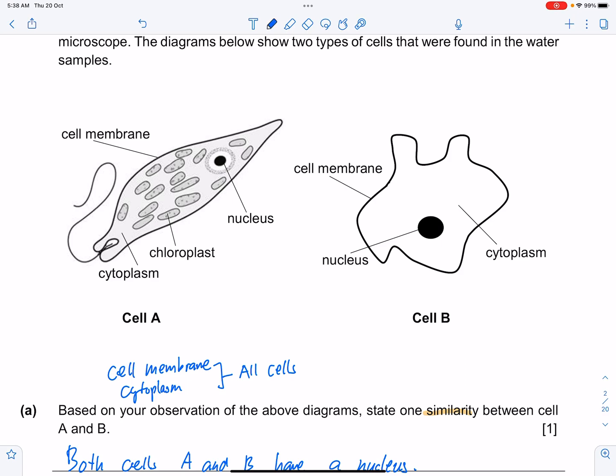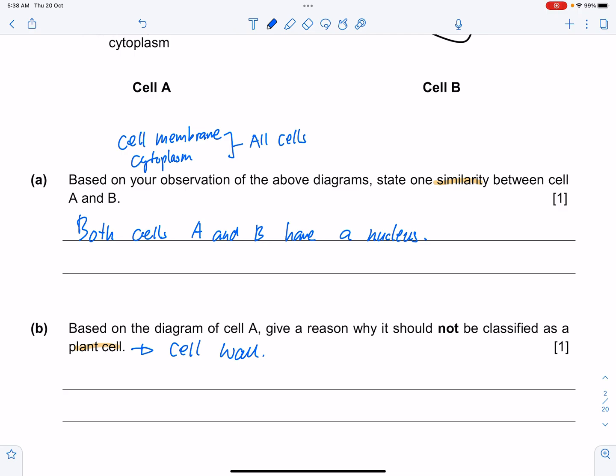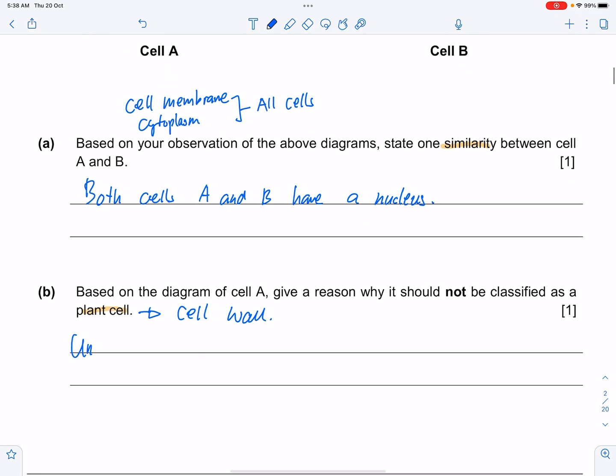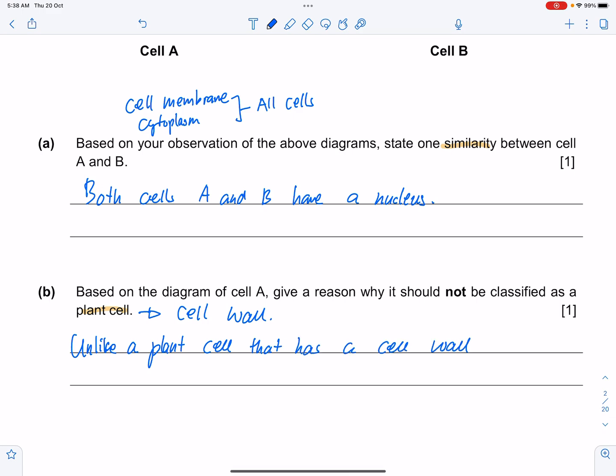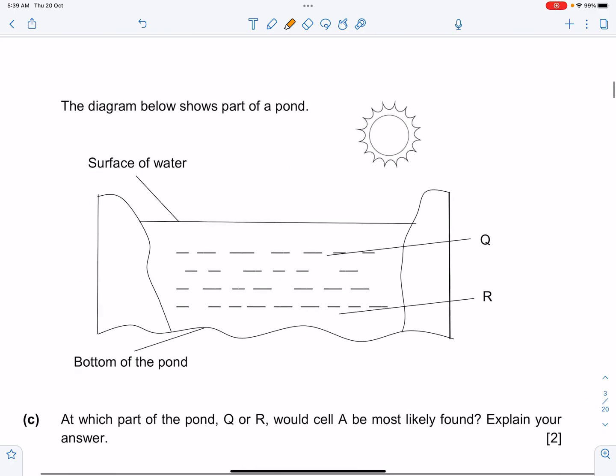So the qualifying answer would be: unlike a plant cell that has a cell wall, cell A does not. So it is important that I see this qualifying statement that says that plant cells have a cell wall, but since cell A doesn't, it is not a plant cell, right? Just be careful of this.